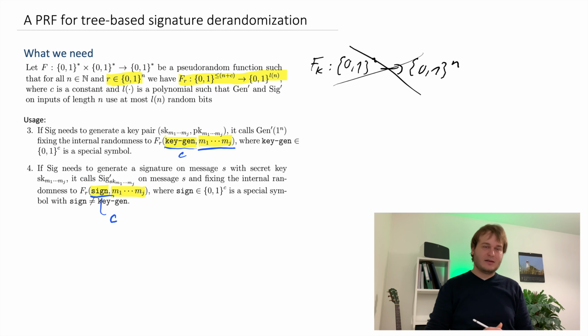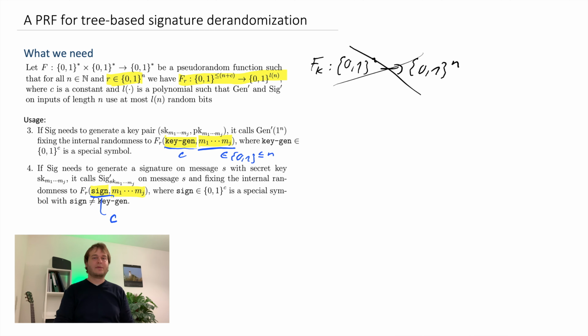And then this name of the node is something that is a bit string of length at most n. So we had, for example, the root node that was called epsilon. And then down here we had the whole message as a name of length n. So that's where these requirements come from.